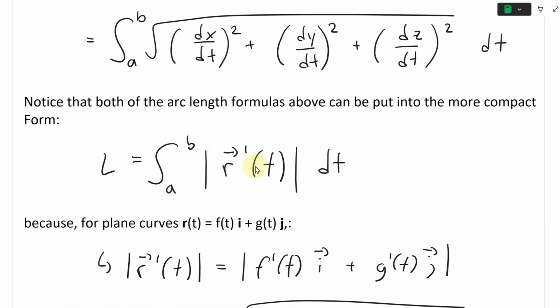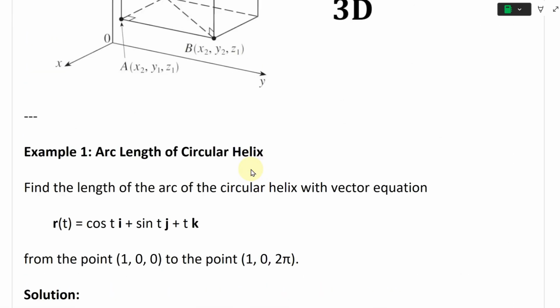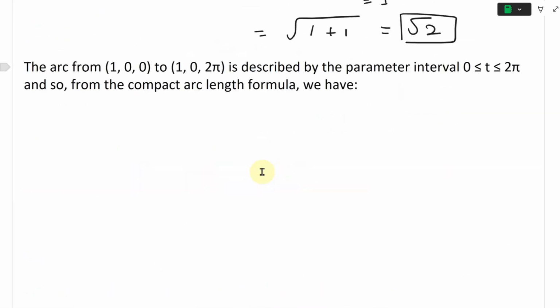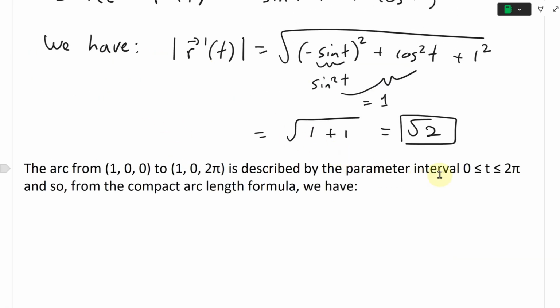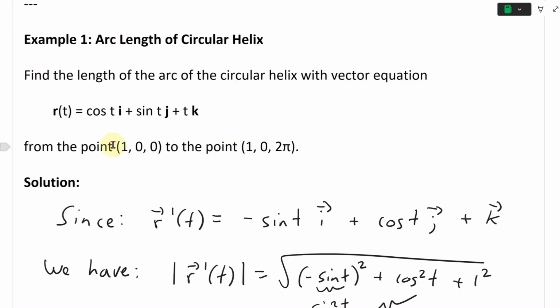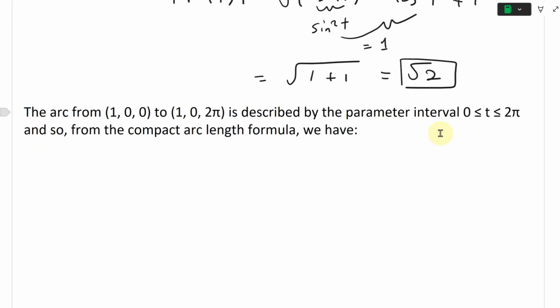So now we use the arc length formula: the integral from a to b of the length of that vector function, which was square root 2. So let's put it in. The arc from 1, 0, 0 to 1, 0, 2 pi is described by the parameter interval where t is between 0 and 2 pi. Again, because this is the x component, this is the z component. t is 0, and then goes to 2 pi. So from this point to this point.